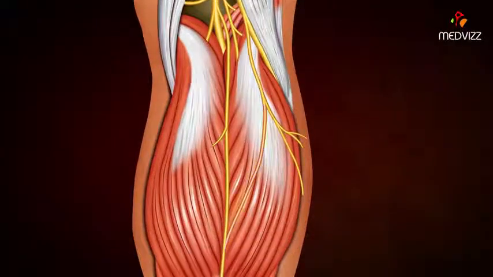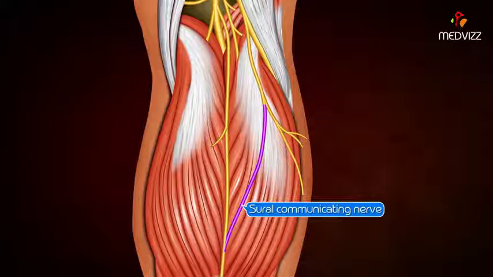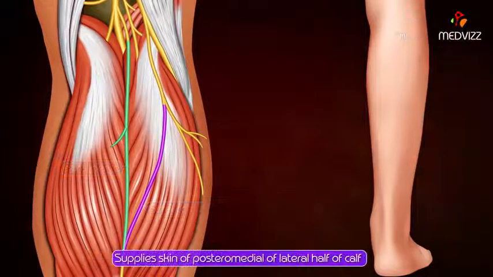And there is another nerve called the sural communicating nerve. The sural communicating nerve joins with the sural nerve itself, which is the branch of the tibial nerve, and supplies the skin of the posteromedial aspect of the lateral half of the calf.